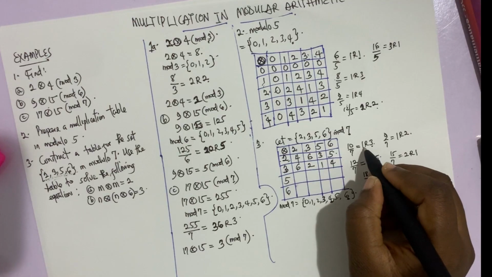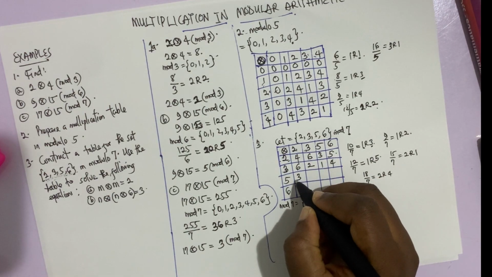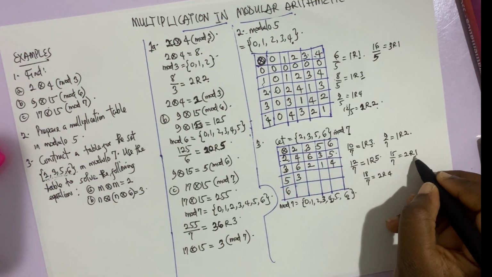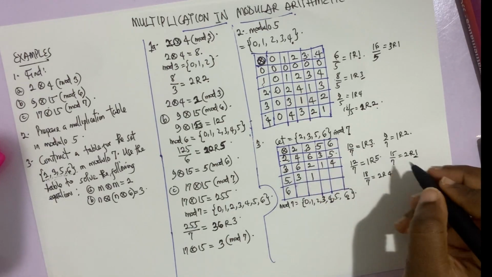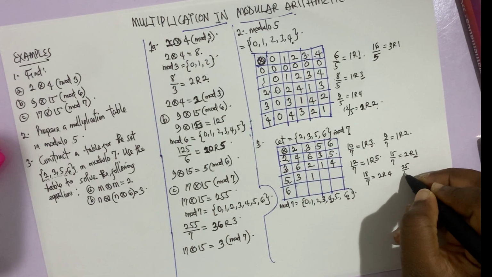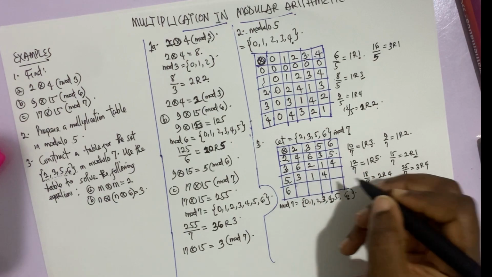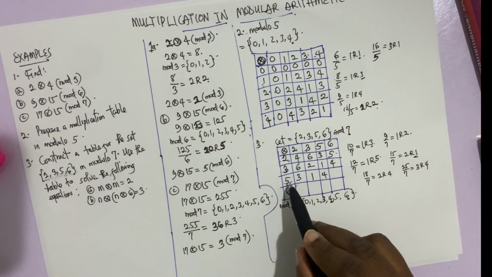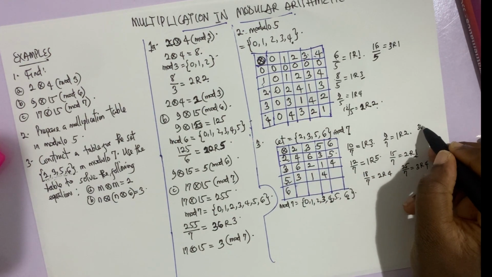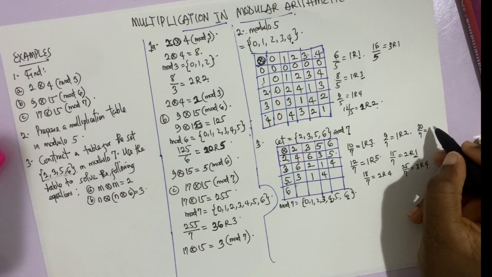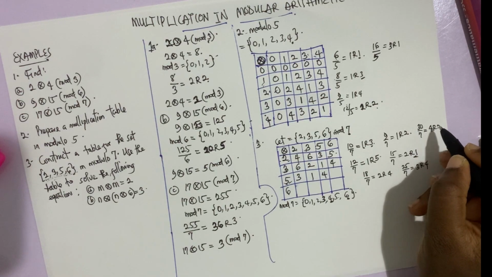5 times 2, 10. That's 1 remainder 3. We write 3. 5 times 3, 15. We write 1. 5 times 5, 25. 25 divided by 7, 3 remainder 4. We write 4. 5 times 6, 30. 30 divided by 7. That's 4 remainder 2. So we write 2.